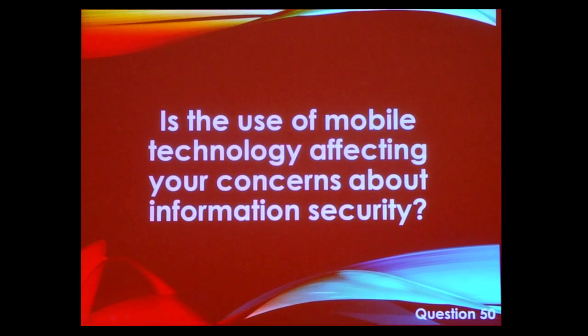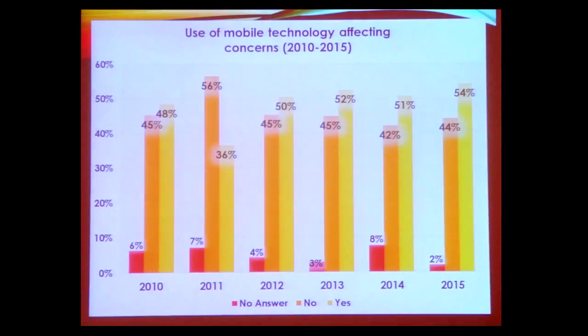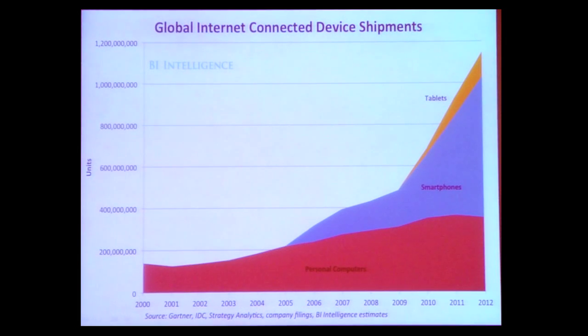Moving on, is the use of mobile technology affecting your concerns about information security? Here we can see for the general trends that more people are agreeing that it is affecting their concerns of information security. However, we have one discrepancy right here in 2011. That may be due to a large increase in how widespread mobile technology had become.